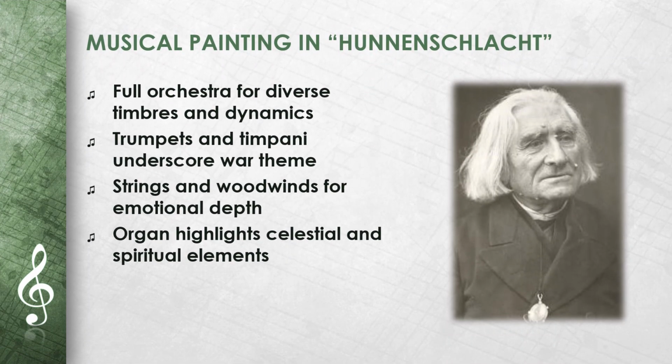Liszt uses the full orchestra to maximize the diverse timbres and dynamic range of the music. Trumpets and timpani are used to underscore the war theme, while the strings and woodwinds help to develop the emotional depth and dramatic contrasts of the composition. Particularly noteworthy is the use of the organ, which highlights the celestial and spiritual elements of the painting.